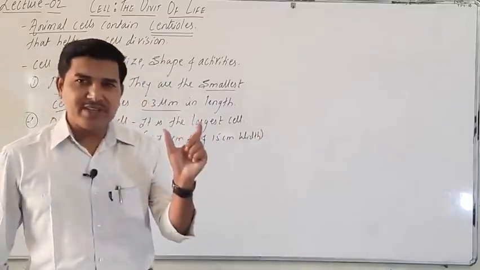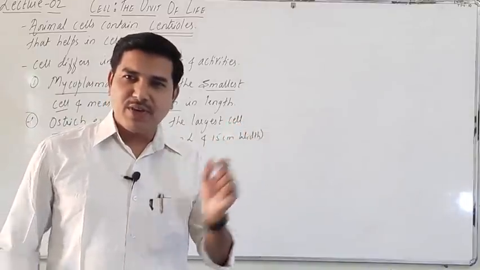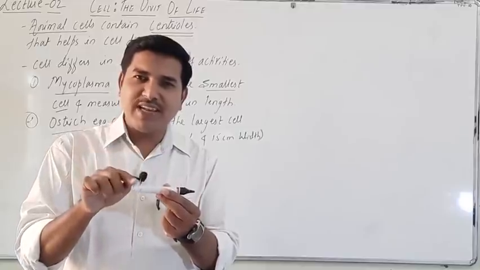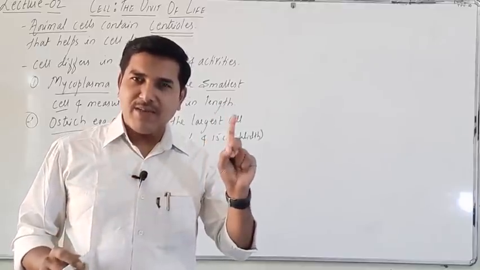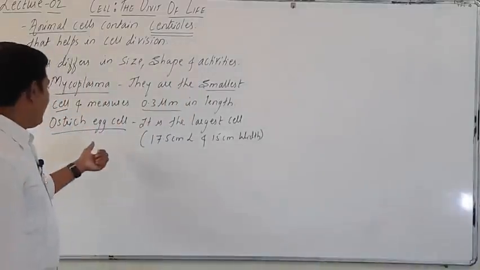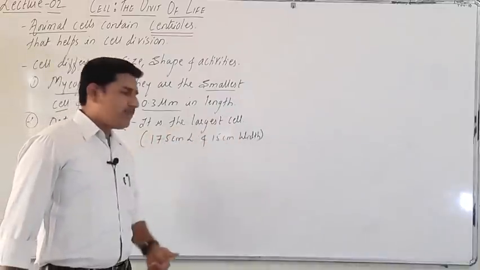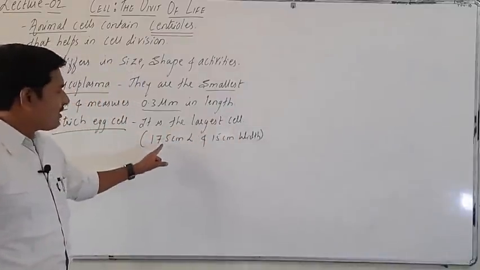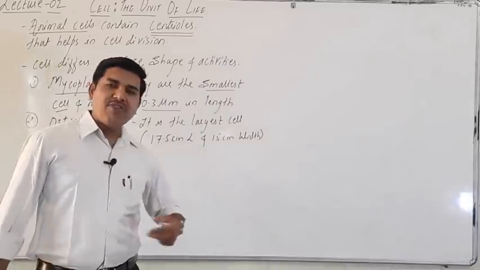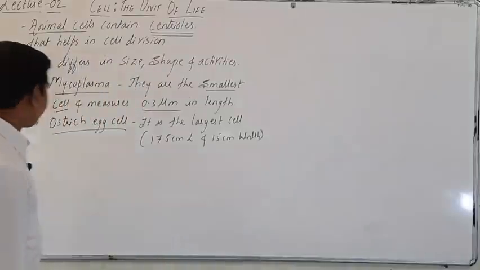So length wise 17.5 centimeter, and width wise 15 centimeter. This is one egg. Okay, so the egg is a single cell. It is the largest. So the ostrich egg cell is the largest cell which measures around 17.5 centimeter in its length and 15 centimeter in its breadth or in its width.